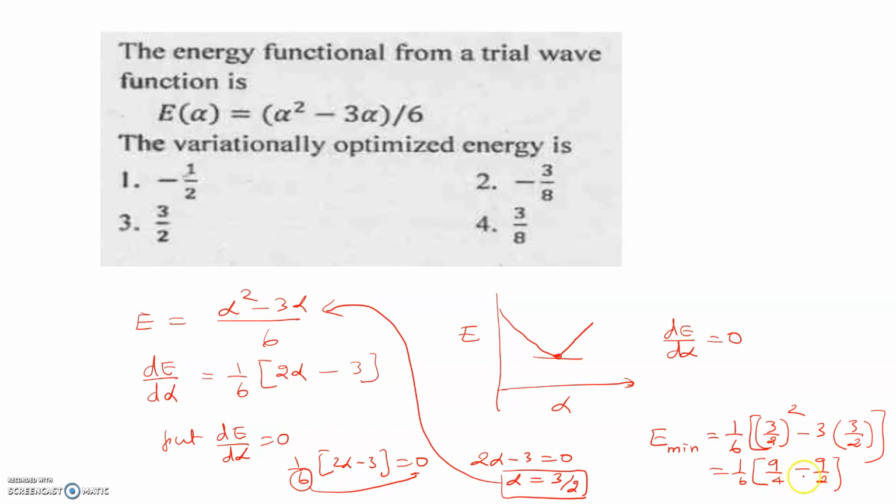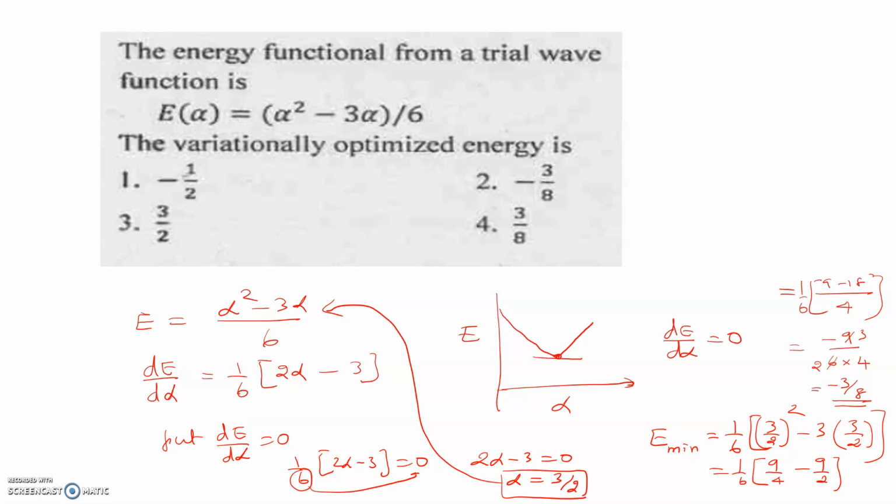If you take LCM, I'll write here 4, keep 1 by 6 as such, 9 minus 18. So 9 minus 18 is minus 9. So minus 9 by 6 into 4. 2 3s are 6, 3 3s are 9. So the answer is minus 3 by 8. Minus 3 by 8 is the optimized energy for this energy function.